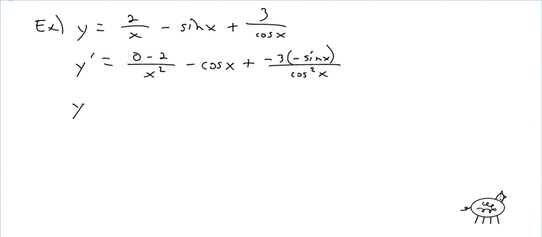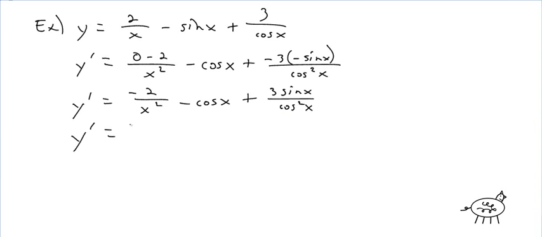Okay, so let's simplify that. So we have negative 2 over x squared minus cosine of x, and then that's plus 3 sine of x over cosine squared of x. Now, that last part, so this is good: negative 2 over x squared minus cosine of x. And this one you want to simplify. So just remember that's 3 sine of x over cosine of x times cosine of x.